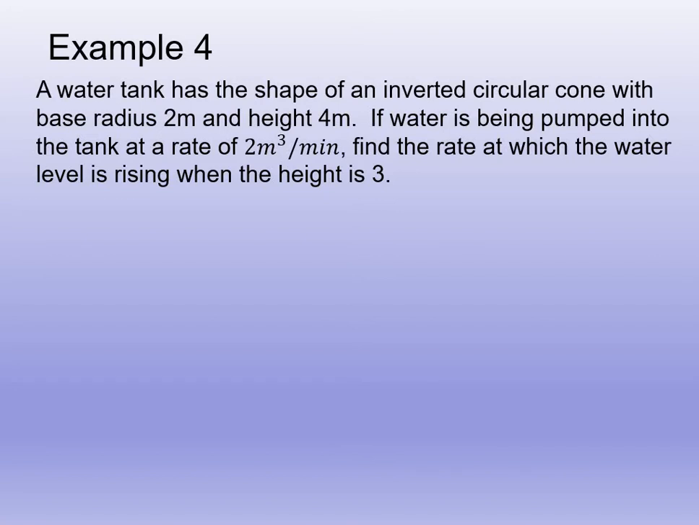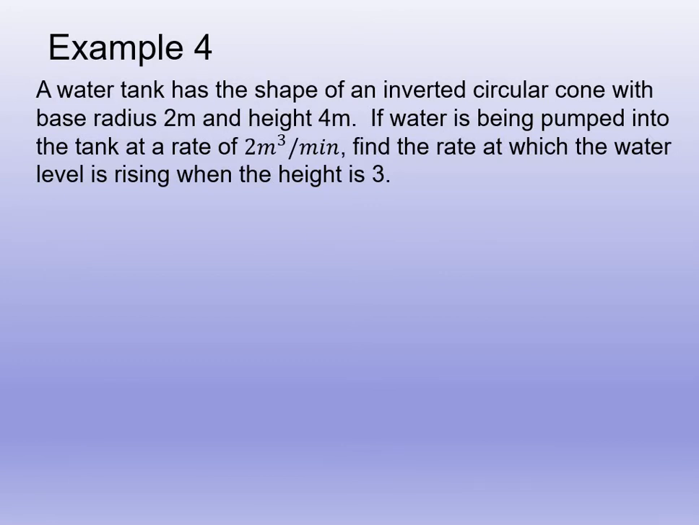We got a water tank. It's in the shape of an inverted circular cone. What does that mean, right? Essentially, a cone. We have a radius that's 2 meters and a height of 4 meters. If water is being pumped into the tank at a rate of 2 meters cubed per minute, that tells me it's a volume, right? Okay, find the rate at which the water level is rising.